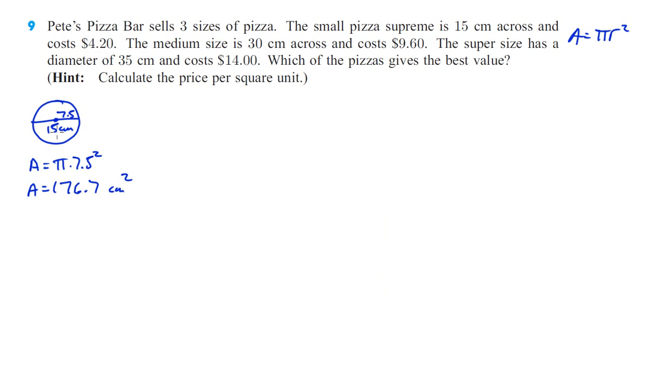And that costs $4.20. Okay, so let's figure out how much money it costs per square centimeter. If it's dollars per centimeter squared that we're talking about, then we'd have $4.20 per 176.70, and that's our centimeters squared. So let's figure that out.